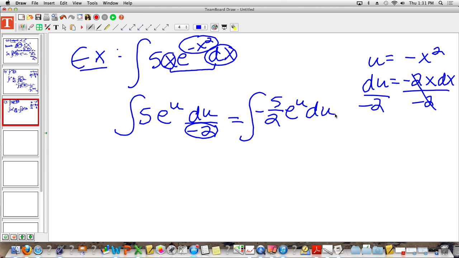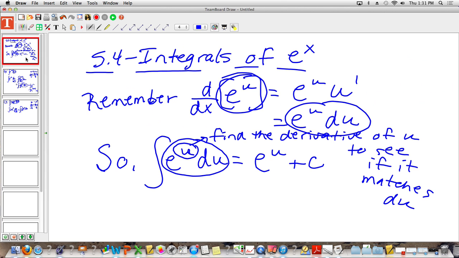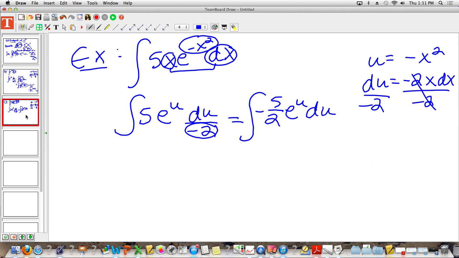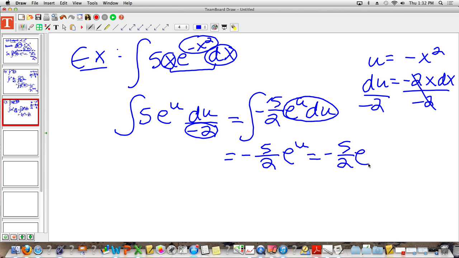What is the integral of e to the u du? It's e to the u. So the integral of this part right here is e to the u, but I have this constant out front, so that is the same thing as negative 5 over 2 e to the u. Now replace your u with what u is, and u is negative x squared.